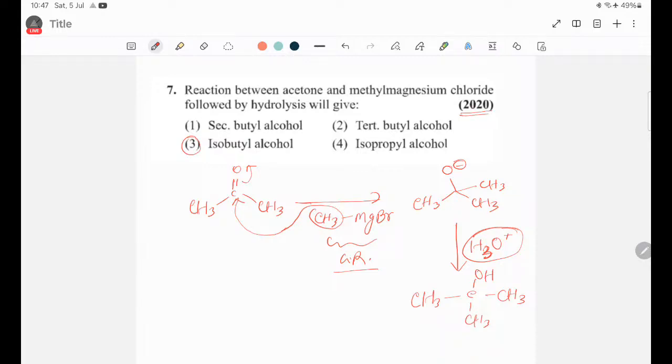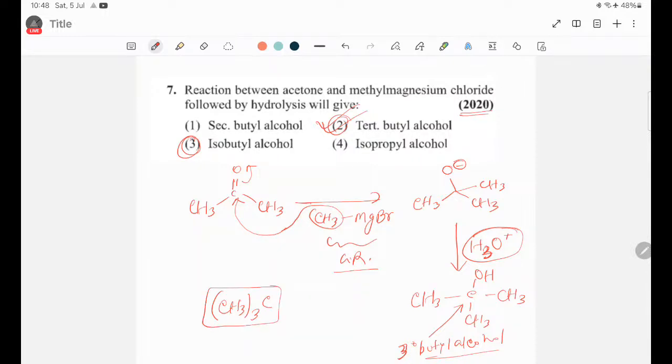Now between option 3 and option 2, what should be the correct option? Option 2 should be correct. It is the tertiary butyl alcohol. If a student does not know what the tertiary butyl group is, tertiary butyl group means (CH3)3C. This is the tertiary butyl group.